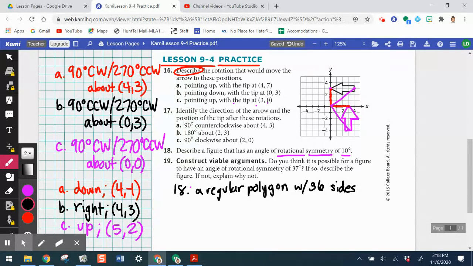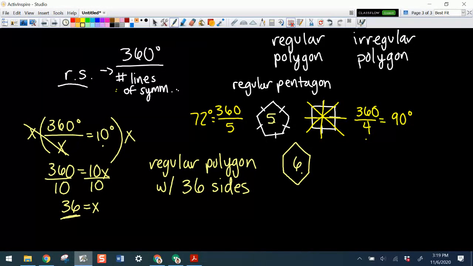Last but not least, number 19: do you think it is possible for a figure to have an angle of rotational symmetry of 37 degrees? If so, describe the figure. If not, explain why not. So it all hinges on what we just figured out. We know on 18 that we wanted the angle of rotational symmetry to be 10 degrees, and we figured out it needed to have 36 sides, because if we divide 36 into 360, we get 10.